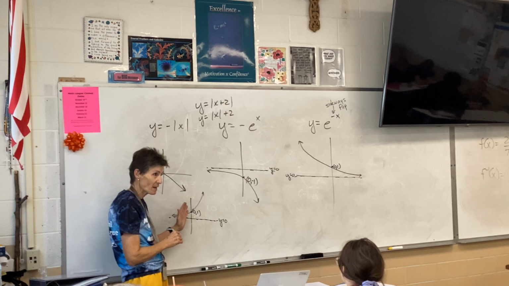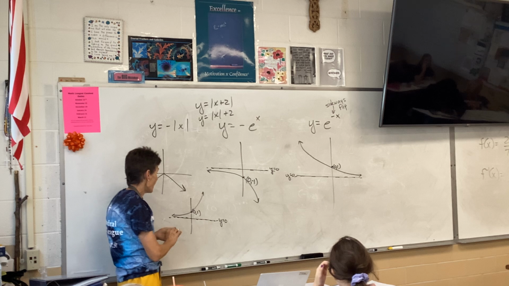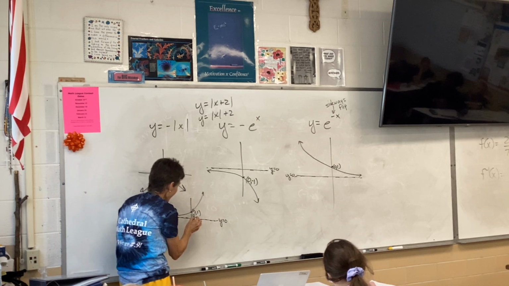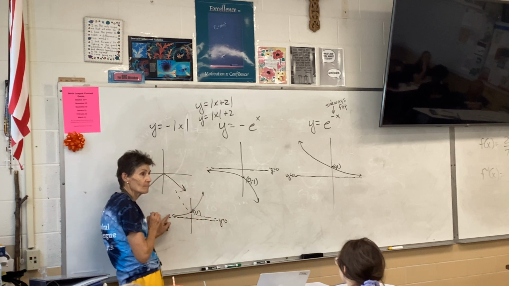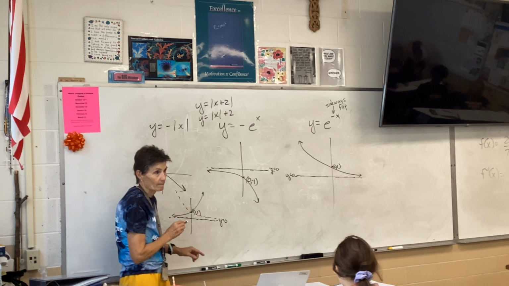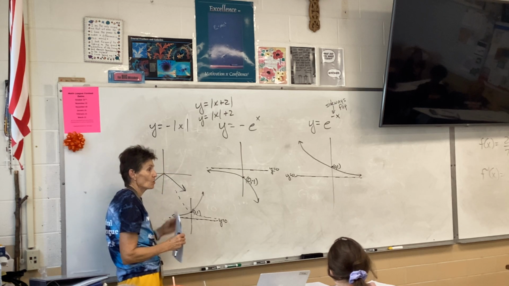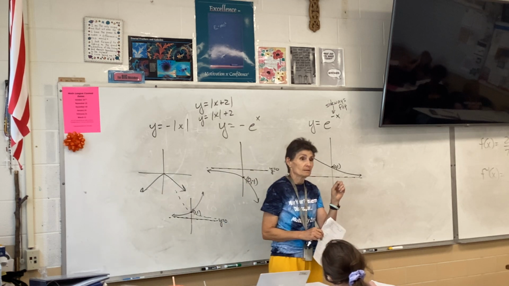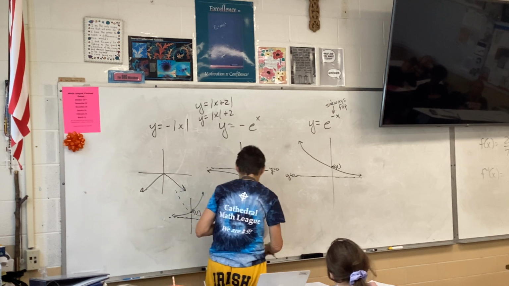Imagine that you had a paintbrush and you painted this and then folded your paper. Wouldn't that guy come over here like this? And that guy would come up like that? Okay, so what's the new thing we just learned? A negative inside is a flip sideways. Okay? All right, what about the next one?